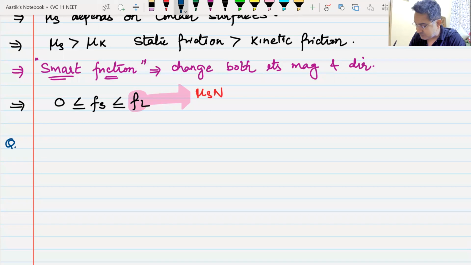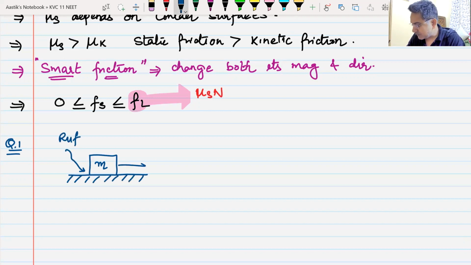Now let us try to understand it with some questions. I have a body of mass m kept on a rough floor. I apply a force of 5 newtons on this body. But the floor is very rough and the body is very heavy. The body remains at rest. It does not move.